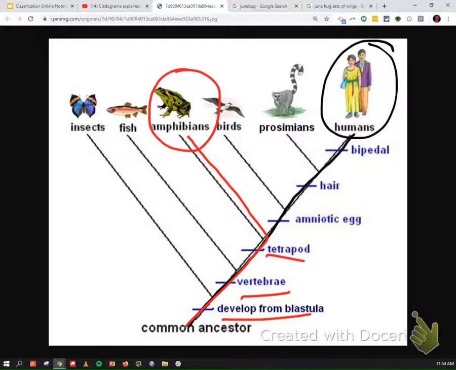Why did you not say amniotic egg? Because an amphibian does not have that. You can tell because it cuts this way instead of going to the right. So it does not have an amniotic egg, does not have hair, and it is not bipedal. Okay, does that make sense? So you can tell that an organism has common ancestors by looking at a cladogram.